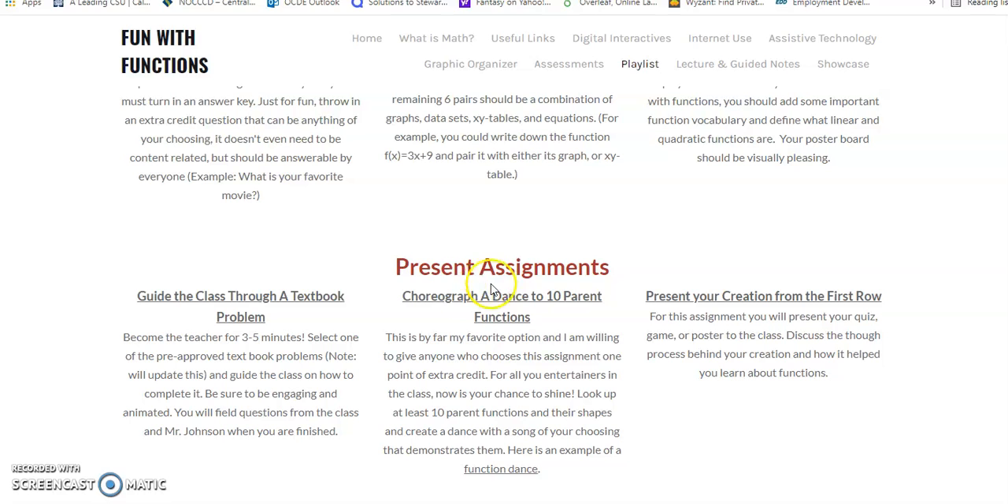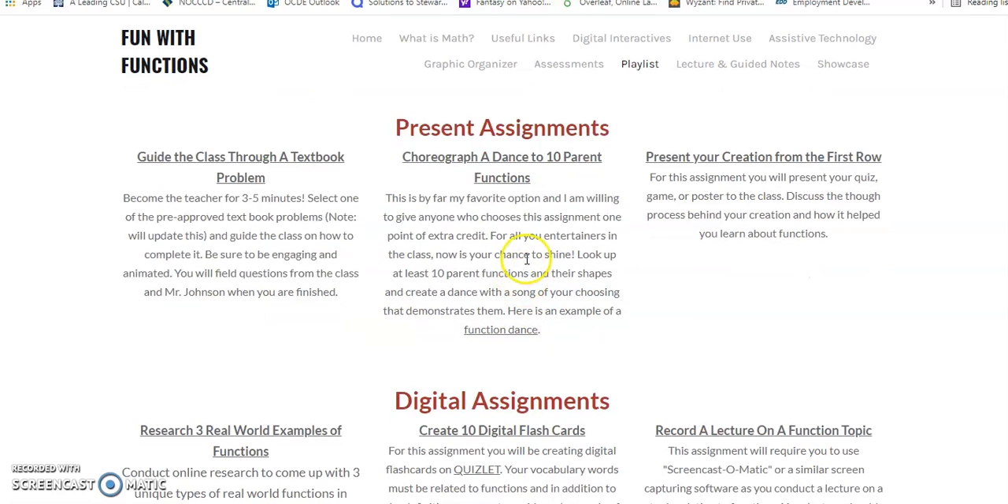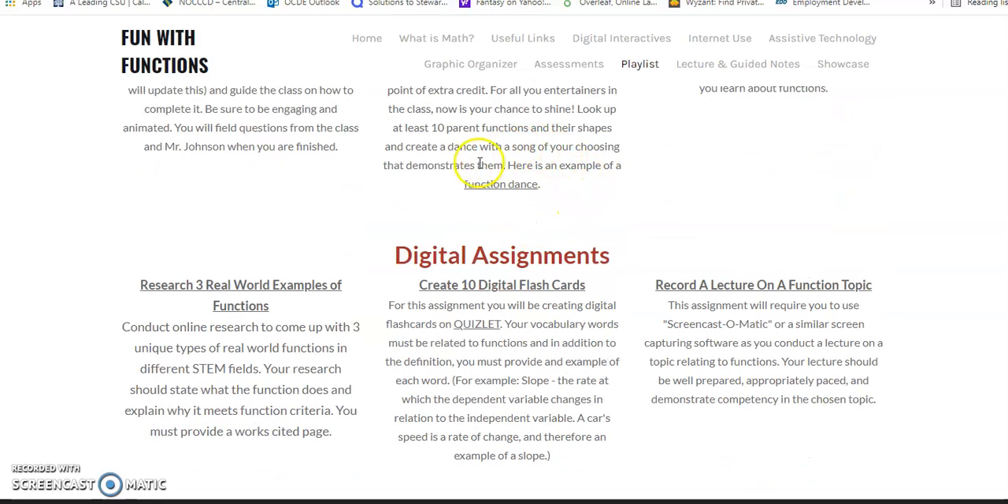One of my personal favorites is the choreograph a dance to 10 parent functions. There's a link to a dance video, which you should definitely click on and check out. It's really fun. Yeah, here are the digital assignments.